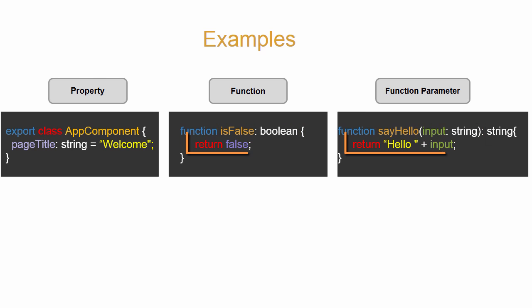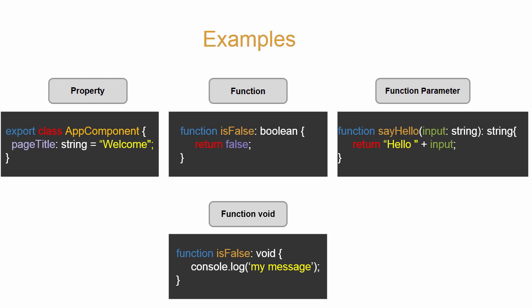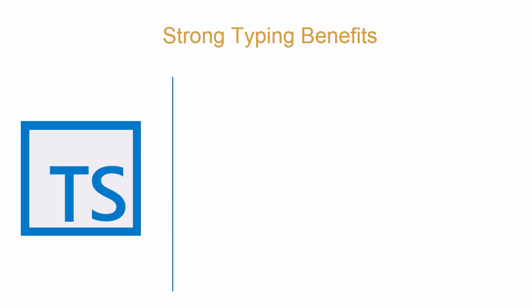And then what we're returning must match the declared data type, or we get thrown an error. We can also set our function data type to void when not returning anything. This may seem like a hassle at first, and it certainly did for me, but the benefits actually far outweigh the costs. So there's two main benefits to strong typing.